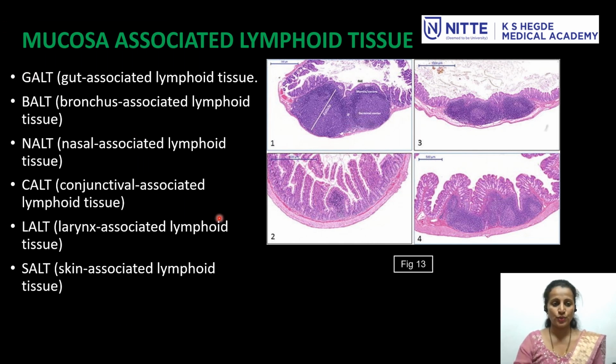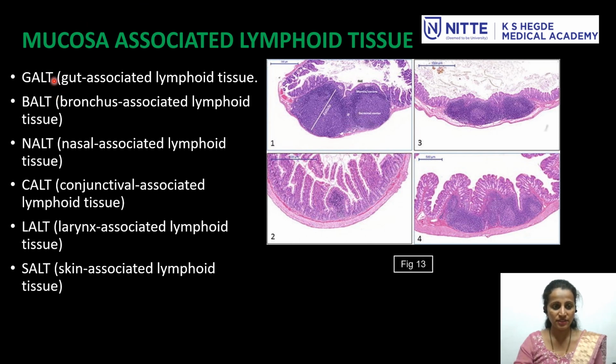Mucosa-associated lymphoid tissue. Mucosa-associated lymphoid tissue is a diffuse form of small concentration of lymphoid tissue found in various submucosal membrane sites of the body, such as the gastrointestinal tract, nasopharynx, thyroid, breast, lung, salivary glands, eyes, and skin. They act as a defense against antigens.